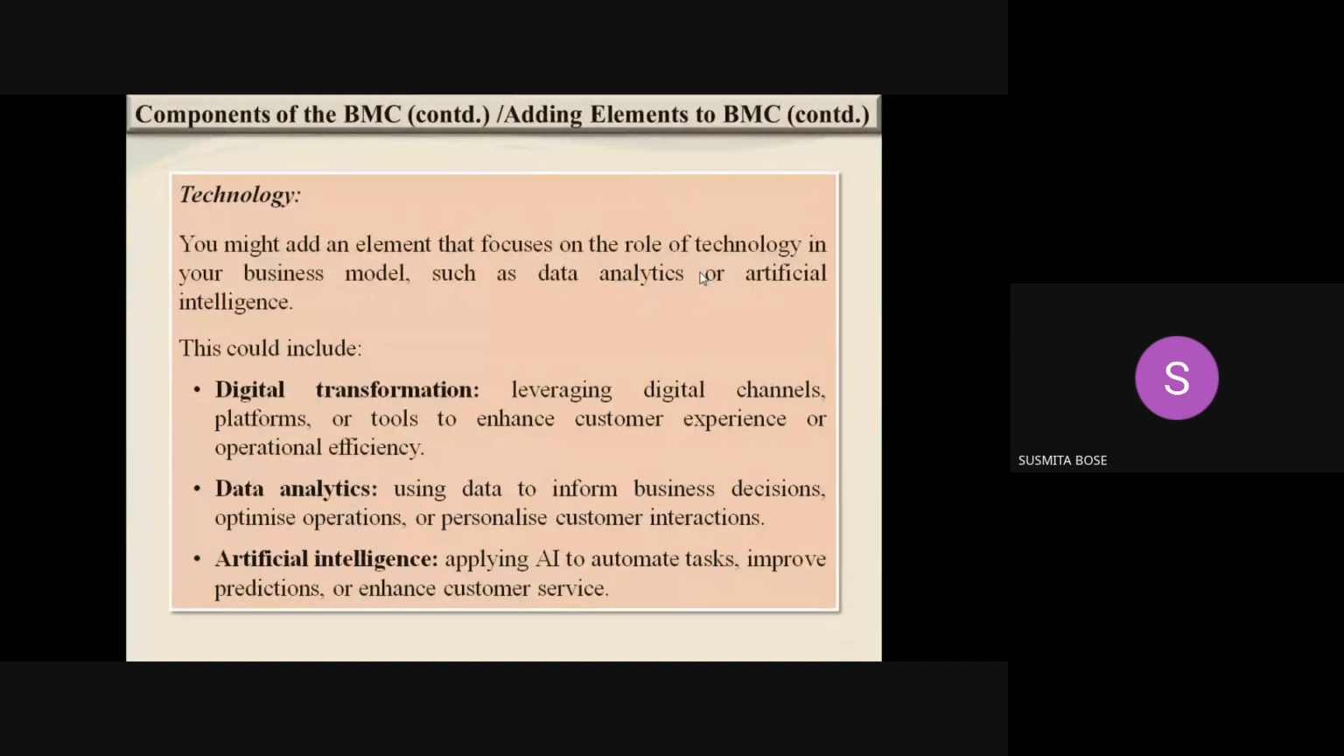You can add technology. You might add an element that focuses on the role of technology in your business model, such as data analytics or artificial intelligence. These days we all know about artificial intelligence. You can add that too. This could include digital transformation, leveraging digital channels, platforms, or tools to enhance customer experience or operational efficiency. Data analytics: using data to inform business decisions, optimize operations, or personalize customer interactions. Applying artificial intelligence to automate tasks, improve predictions, or enhance customer service.